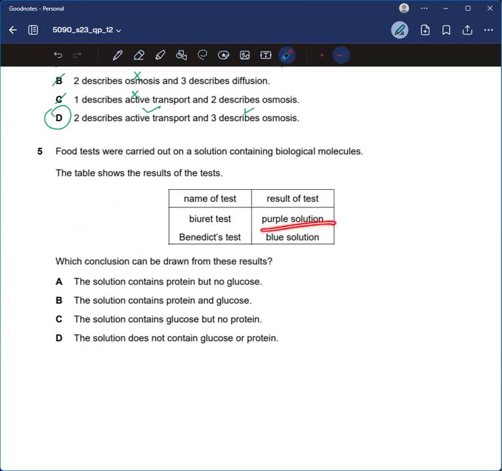So purple shows a positive result for protein, which means protein is present. However, blue shows a negative result, which means reducing sugar is absent. So we can say the solution contains protein but no glucose. The solution contains protein and glucose: this is incorrect. The solution contains glucose but no protein: this is also incorrect. The solution does not contain glucose or protein: this is also incorrect. So A is the correct answer.